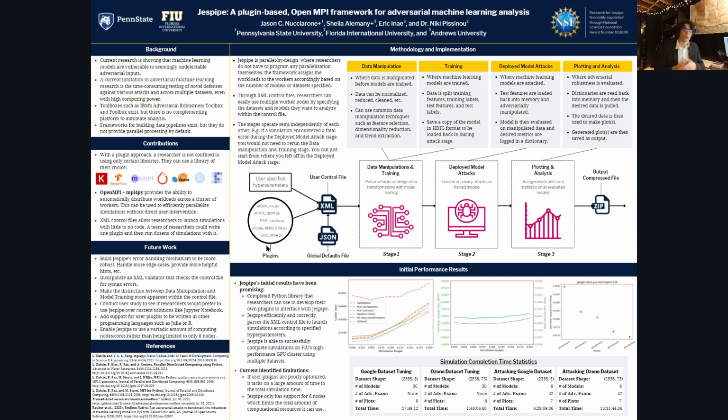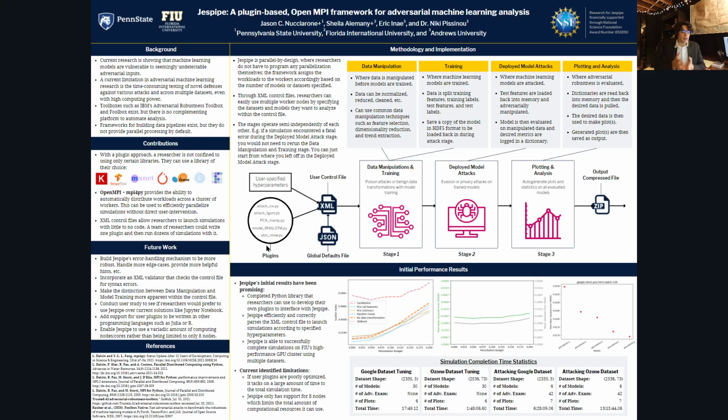For those plugins, you could do things like dimensionality reduction, trend extraction, anonymization, and then we have training plugins, for which you can use libraries such as TensorFlow, Keras, scikit-learn, PyTorch, and then we have the attack stage. With that, you could implement your own attack algorithms, or you could use currently existing attack algorithms that are provided by toolboxes such as Foolbox or IBM's Adversarial Robustness Toolbox. And then lastly, we have this plotting and analysis plugin, which is automating the generation of graphs and data.